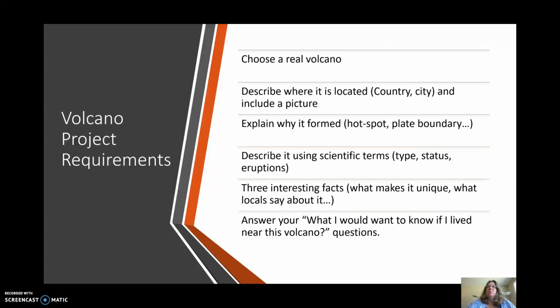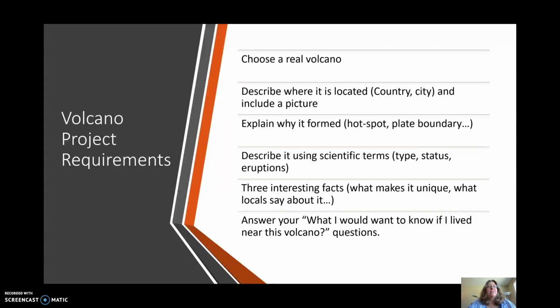You could pick one in Europe. You could pick one anywhere in the Ring of Fire. You could pick the one that I lived near, which was actually called Mount Moffat and was on Adak. So you could pick any kind of volcano, any specific one though, a real one. You're going to describe where it's located, its country, and the city that it's in, or island.